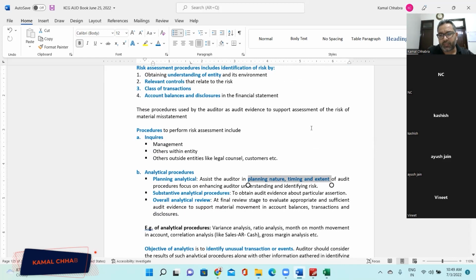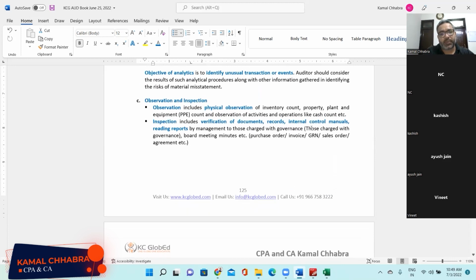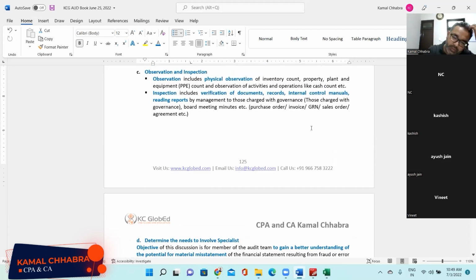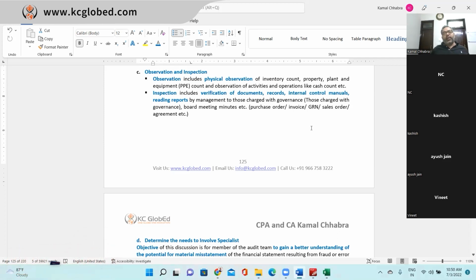So what procedures do we perform for the risk assessment? First one is inquiry, second is analytical procedure, and third one we are jumping into observation and inspection. Observation, for example, inventory count: we are observing the inventory count. You do not do the inventory count, management does the inventory count, but you observe whether management is doing it right or not, right? And you will do some random sample testing. In the same way, for example, fixed assets: management does the physical verification of the fixed assets. It's the primary responsibility of management, but you as an auditor will just be observing whether management is doing it appropriately or not, right?